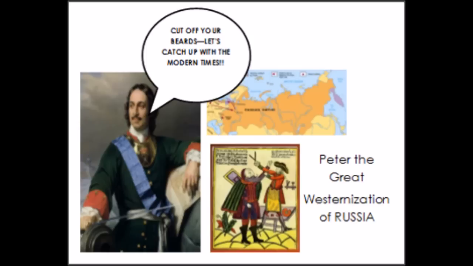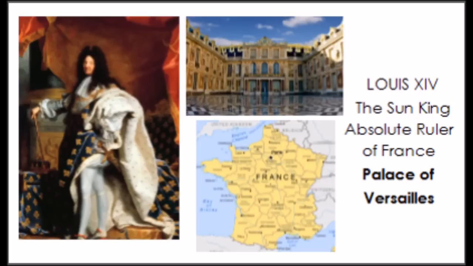This is a picture of Peter the Great, who wanted to westernize Russia. King Louis XIV built the beautiful Palace of Versailles and was nicknamed the Sun King.